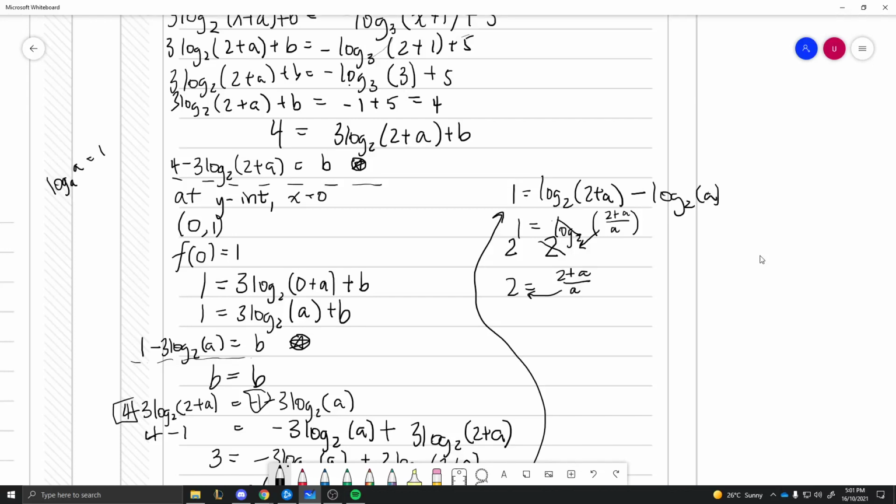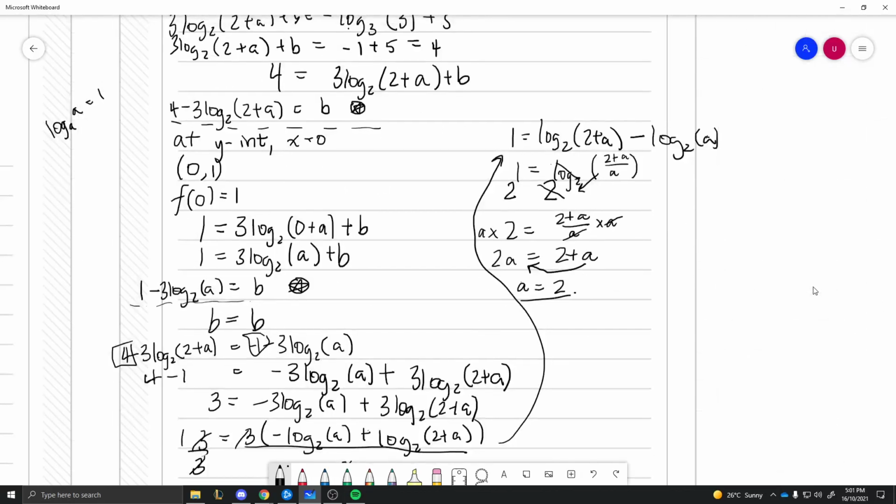Put a on this side, 2a, because you're just multiplying a both sides. And then these cancel, but then this equals 2a equals 2 plus a. You can put a on this side, but this is a plus, so you're minusing it, so 2a minus a would just equal a equals 2. So now you know what a equals. A is 2.